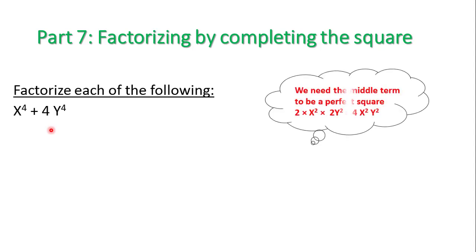Okay, the middle term should be 2 times root first times root third, so it will be 2 times root x power 4, which is x power 2, and root 4y power 4, which is 2y power 2. So the middle term should be 4y power 2 x power 2. And as you can notice, 4x power 2 y power 2 also is a perfect square. So I'll add 4x power 2 y power 2.